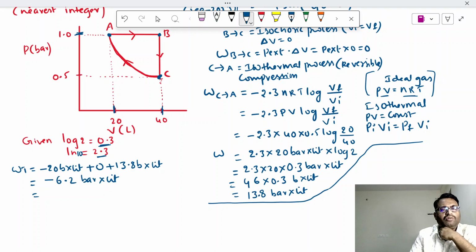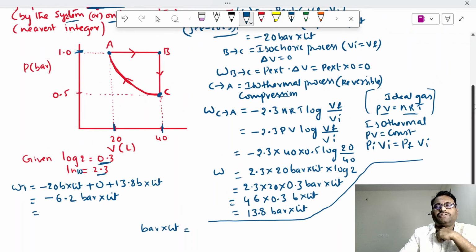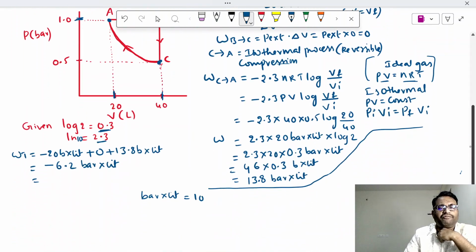So how many joules do we get? Let us calculate what 1 bar into liter is. 1 bar is equal to 10 power 5 Pascal, and 1 liter is equal to 10 power minus 3 meter cube. That is equal to 10 power 5 into 10 power minus 3, which is 100 Pascal into meter cube.